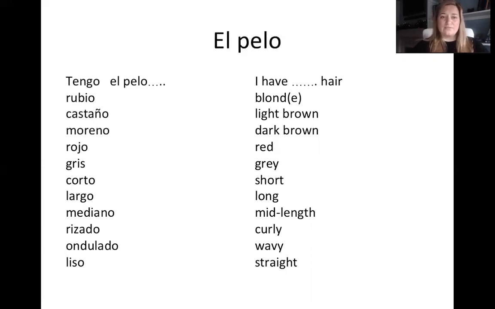You might want to repeat these after me. Moreno, dark brown. Rojo, red. Gris, grey. Corto, short. Largo, long. Mediano, mid-length. Rizado, curly. Ondulado, wavy. Liso, straight. It's quite a lot of information already, and we've not got to the eyes and the eye colours. So that's why I've broken this down. We could have done further physical descriptions, so size and saying pretty and so on, but I just felt it was too much for one lesson.